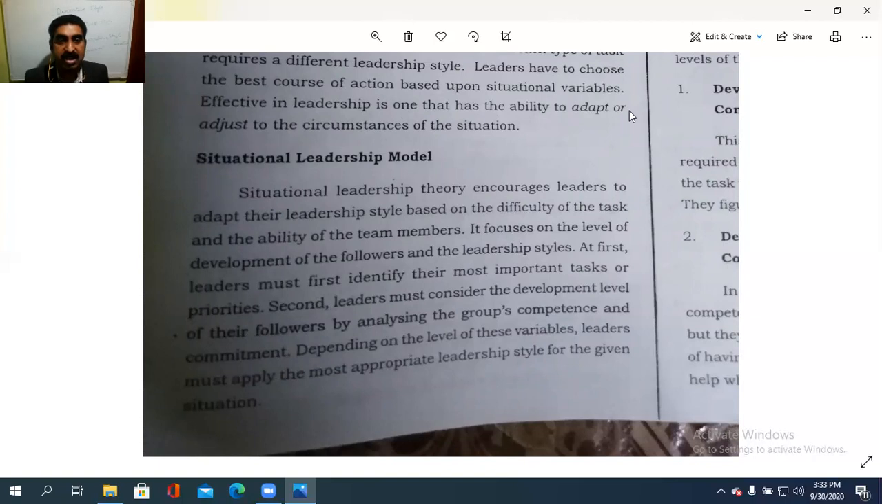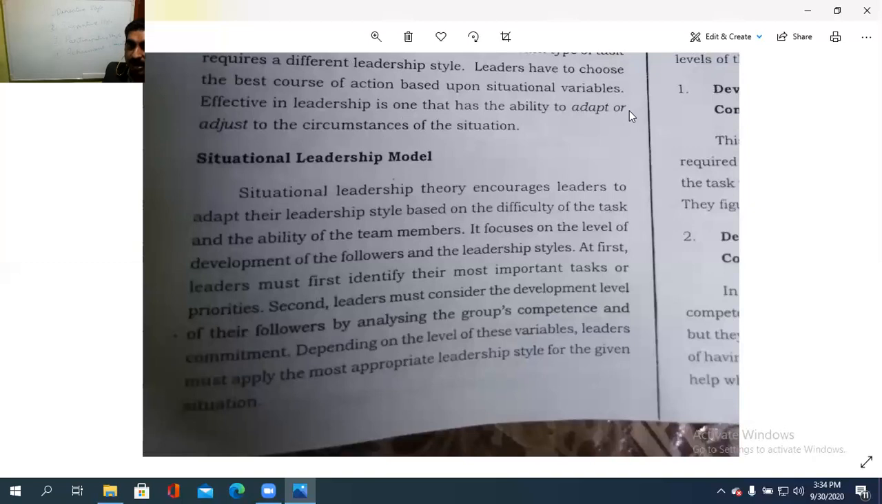Then, situational leadership model. This theory encourages the leaders to adapt their leadership style based on the difficulty of the task and the ability of the team members. It focuses on the level of development of the followers and the leadership style. At first, leaders must identify their most important tasks, or the priorities. Secondly, leaders must consider the development level of their followers by analyzing the group's competence and commitment. Depending on the level of these variables, leaders must apply the most appropriate leadership style for the given situation.